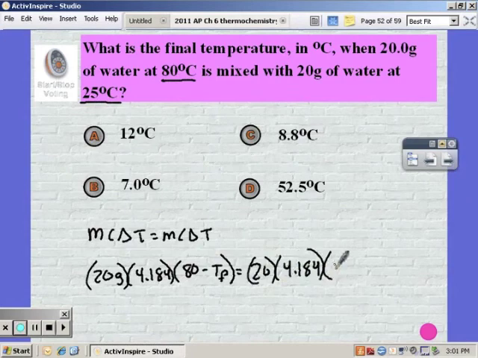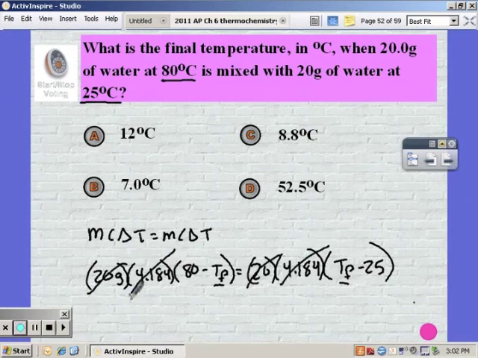And then on the other side we have 20 times 4.184, and then final minus initial to give us a positive number. Remember, you've got to manipulate the temperatures where they're positive values. So on one side you have TF as the second variable, and on the other side you have it as the first one. On this one you can eliminate the 20 and 4.184 since they're on both sides, but if not, you would have to distribute that out and then solve for the variable.